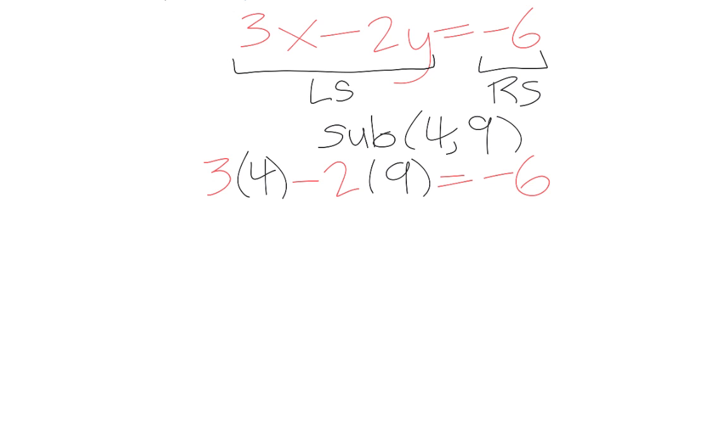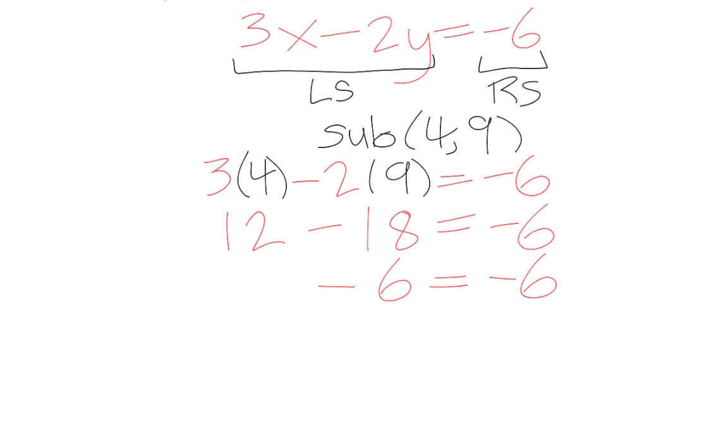3 multiplied by 4 is 12. Negative 2 multiplied by 9 is negative 18, and this negative 6 stays the same. 12 subtract 18 is negative 6, and the negative 6 on the right side stays the same. Now you'll notice that the left side is equal to the right side.